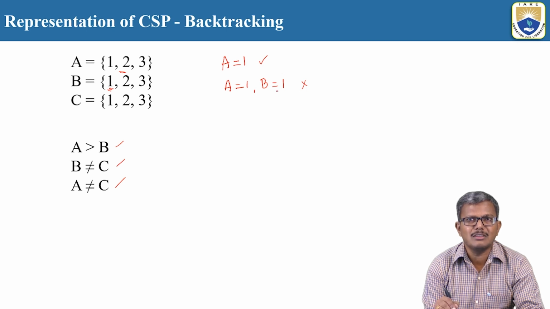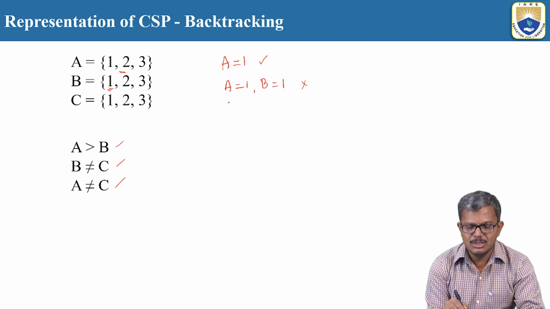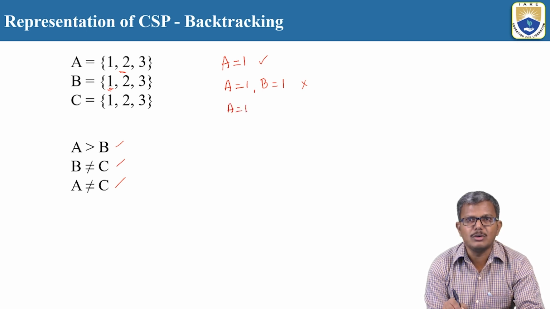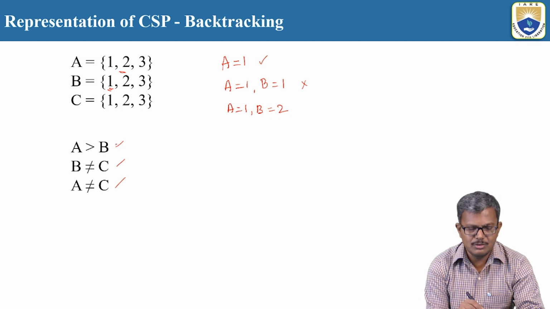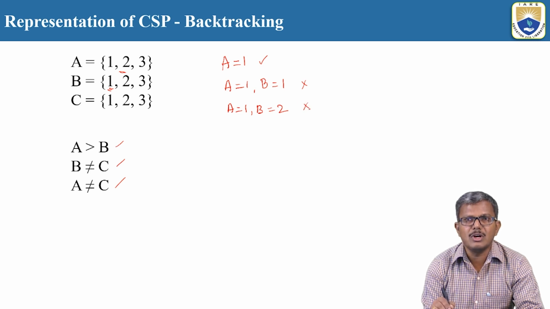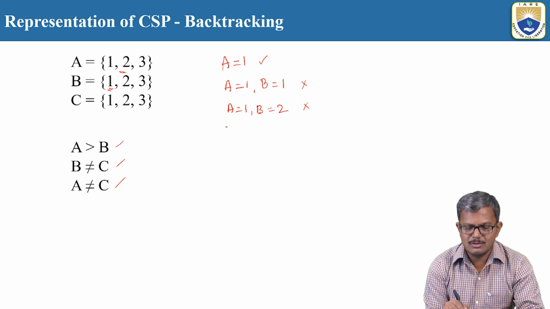Backtracking means you should consider the other value for B. In this case, it will become A equal to 1 and B equal to 2. Is it possible to assign 2 to B? We need to see. A should be greater than B, so even this is not possible. Again you perform the backtrack. We say that A equal to 1 and B equal to 3 in this case.